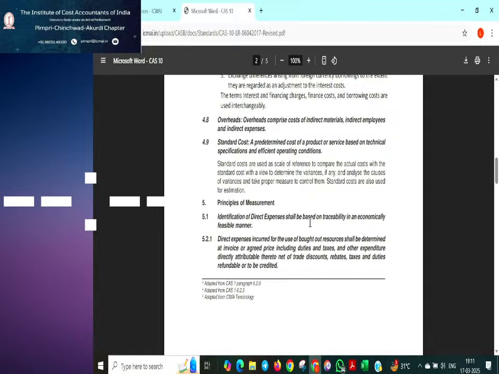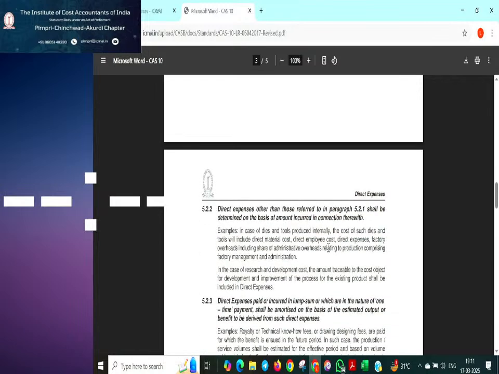Identification of direct expenses shall be based on traceability. That is where you can trace it to a particular cost object or a cost center or a profit center. Direct expenses incurred for the use of bought out resources shall be determined at invoice or agreed price, including duties, taxes and net of trade discounts. This is repetitive everywhere in all the cost accounting standards. But what are the examples? That is more important. For example, direct expenses other than those referred in this paragraph shall be determined on the basis of amount incurred in connection therewith. So this example is a beautiful example on that.